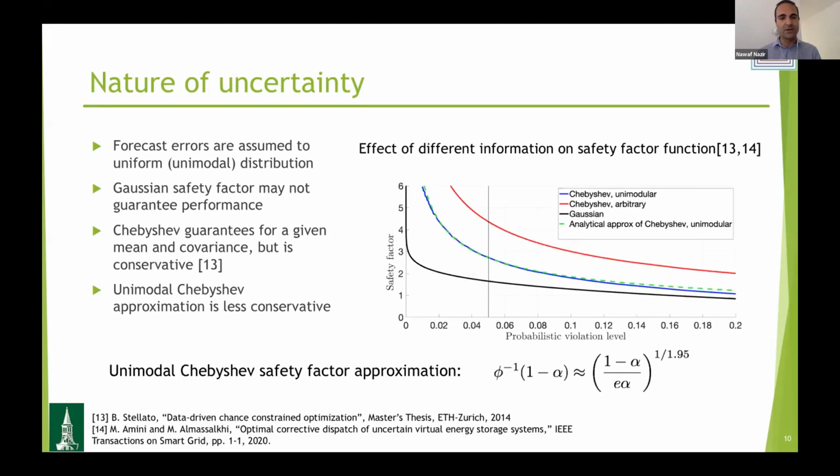And then we can approximate the safety factor for the unimodal Chebyshev given by this expression, which has been validated in literature. And we can also see how the safety factor changes depending upon what kind of distribution we use. So for Chebyshev, we see that the solution is very conservative. It is less conservative for Gaussian, whereas unimodal Chebyshev is somewhere in between.